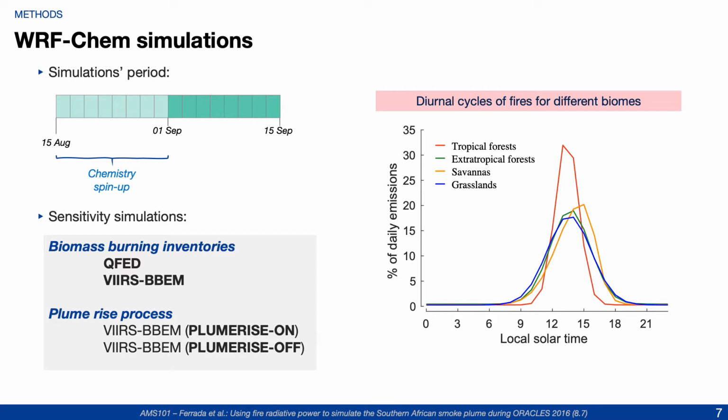Also, we applied different diurnal cycles depending on 4 grouped biomes, as you see in the figure, normalized by percent of daily emissions in each model grid box. These diurnal cycles are longitudinally dependent and they have peaks in the early afternoon.